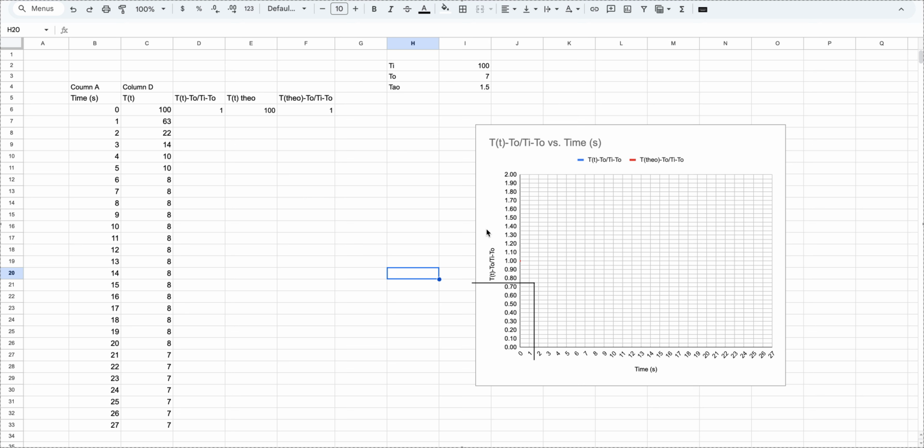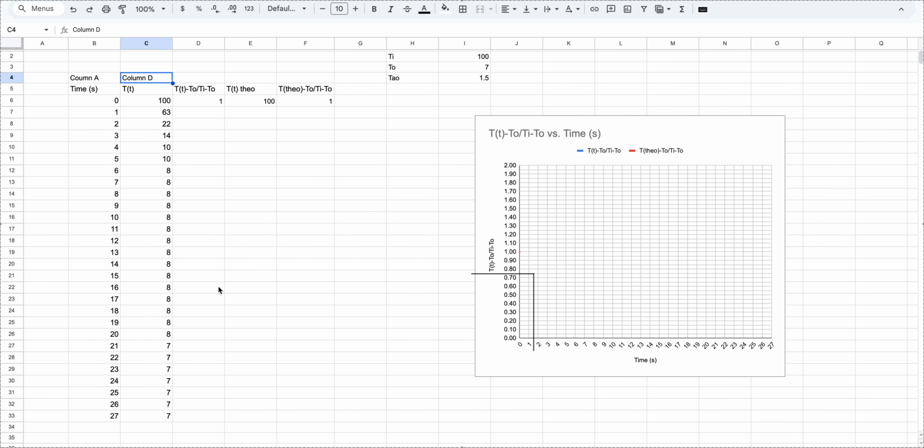Hey, I want to show you the calculation. Some of you are having trouble finding tau and finding the theoretical temperature. In your Excel file, you will see column A, which is the time, and column D is the temperature. Okay, so this is the cooling curve.